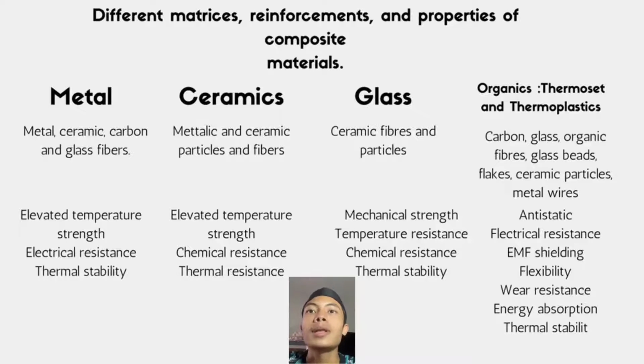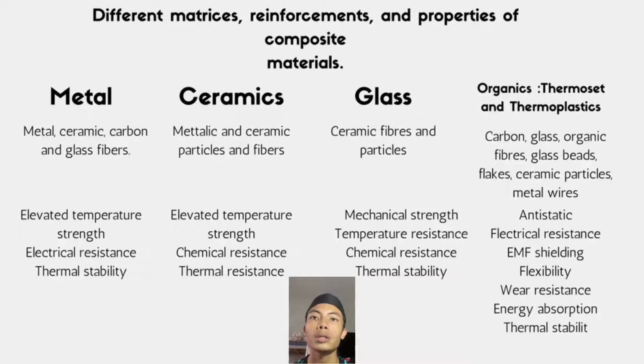The first material is metal. The reinforcement materials are metal, ceramic, carbon and glass fiber. The properties that have been modified are elevated temperature strength, electrical resistance and thermal stability. The second one is ceramic. The reinforcement materials for ceramic are metallic, ceramic particle and fiber. The properties that have been modified are chemical resistance and thermal resistance.